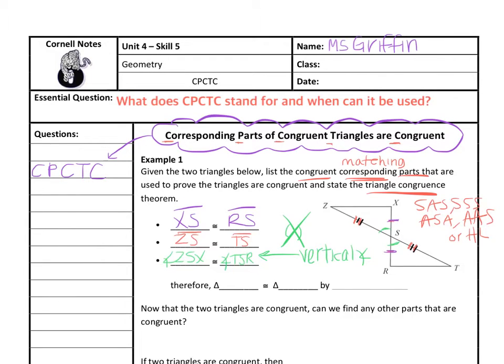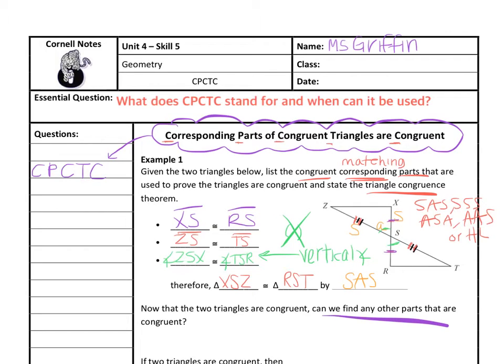So let's do triangle XSZ, the top triangle, and then find its matching parts. X goes with R, S goes with itself, and Z goes with T. By, and then we have to figure out what. So go back to your picture, mark it up with S's and A's. We have XS is a side, so it gets an S. This arc mark gets an A because it's an angle, and this gets an S, so the triangles are congruent by SAS.